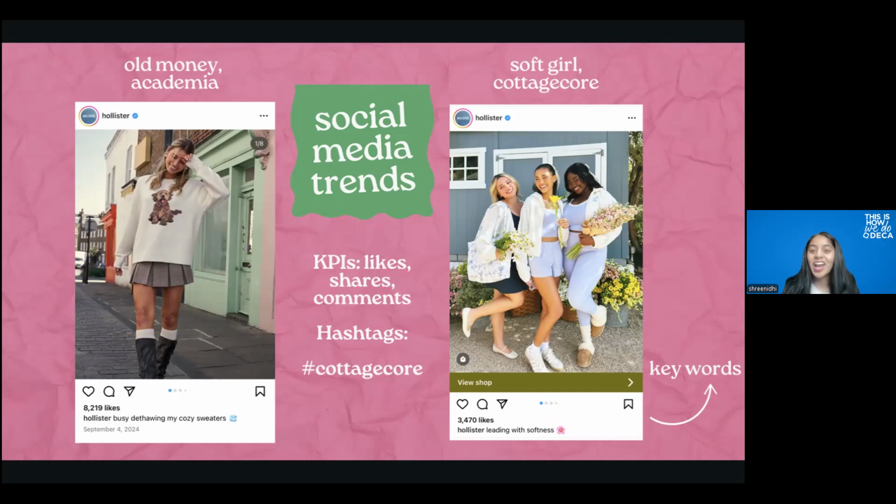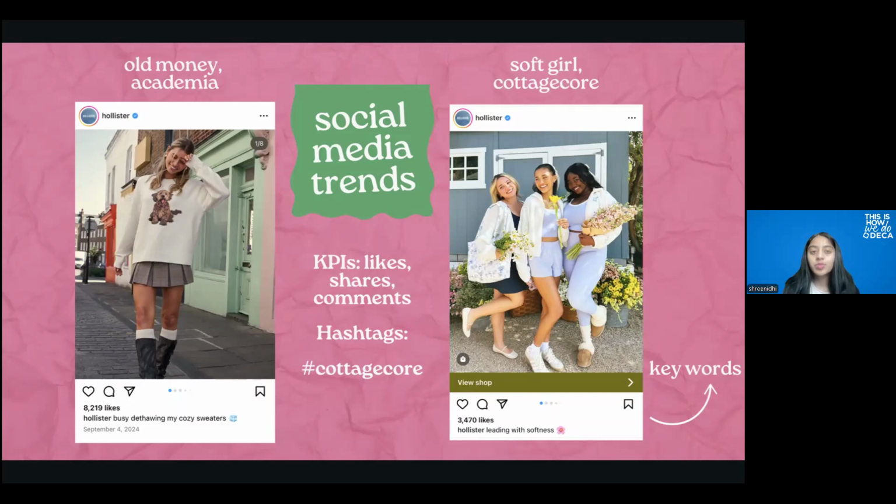For example, here we have two posts from Hollister, and the post here, the first one with the sweater and the plaid skirt, really references that old money and academia aesthetic. And on the right here, we have a different post that reflects the soft girl aesthetic through the pastel colors, as well as the cottagecore aesthetic through the flowers that they're holding.